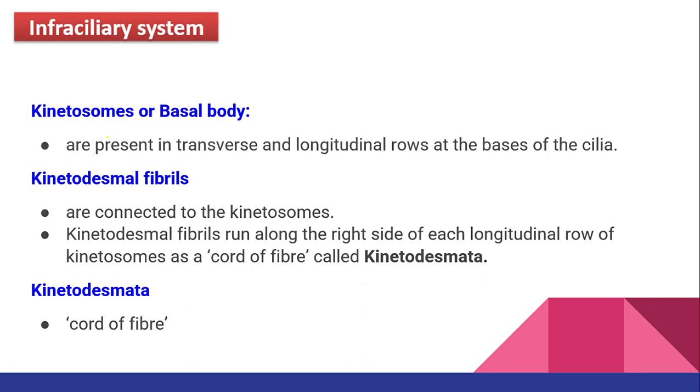Now let's see what is written in your textbook. Kinetosomes or basal body, where is it present? It could be present in a transverse way, or it could be present in a longitudinal way. This is your longitudinal row at the base of the cilia. So obviously, if cilia are going to originate from kinetosomes, it is present at the base of the cilia, right?